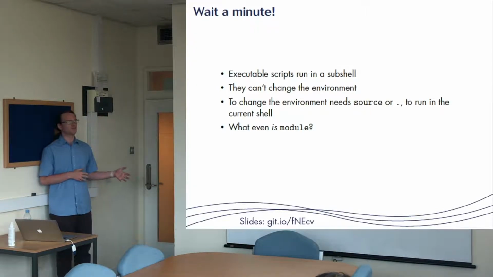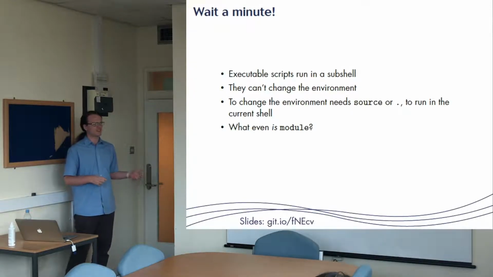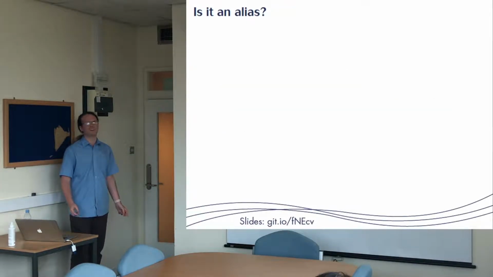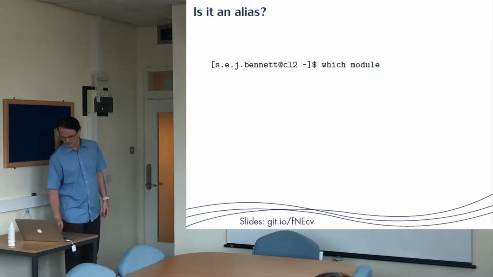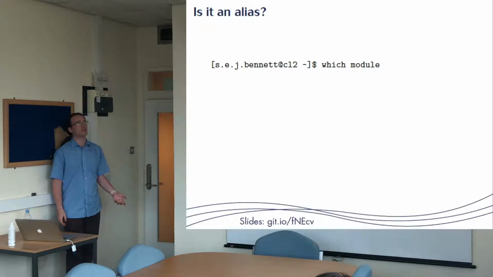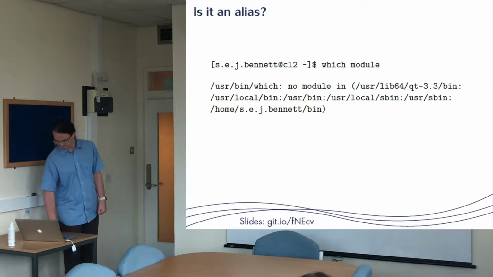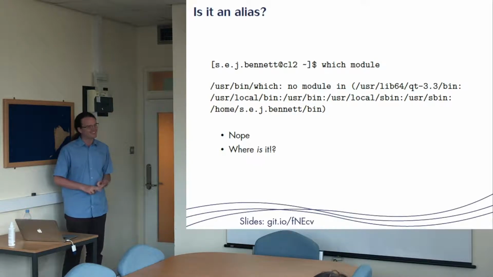So this is where the question, what even is module, came from. It's not a script. It's not an executable because we're not sourcing it. So what is it? So we thought, it must be an alias. So module is just an alias to source something. Okay, that makes sense. So which module? The which command doesn't just show you where in your path something is. If something's an alias, it will also tell you what it's an alias to. So which module? No module. Nope. So where is it? Where do we define this command? And what even is it? It's not an alias. It's not an executable. It's not a script. What's going on here?